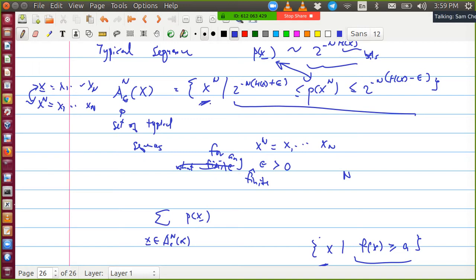Make sure you understand the concept here. The concept is very simple. Because of the law of large numbers, every sequence drawn from that source will have a probability close to 2 to the minus n H(X). Therefore, we define typical sequences as long as the probability of the sequence is not too far from 2 to the minus n H(X). Given that, any sequence will be typical.